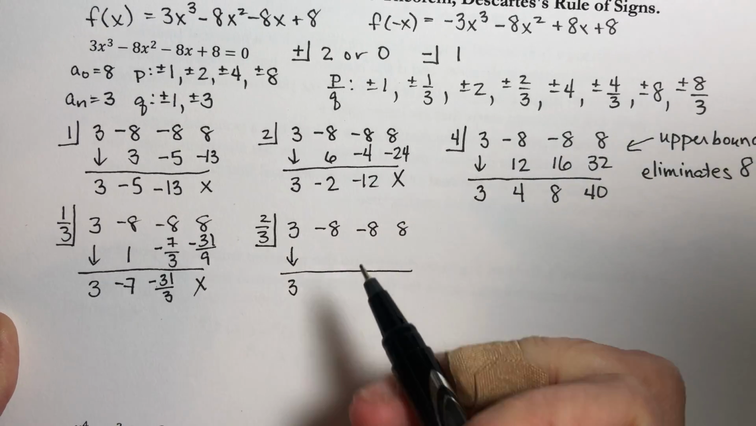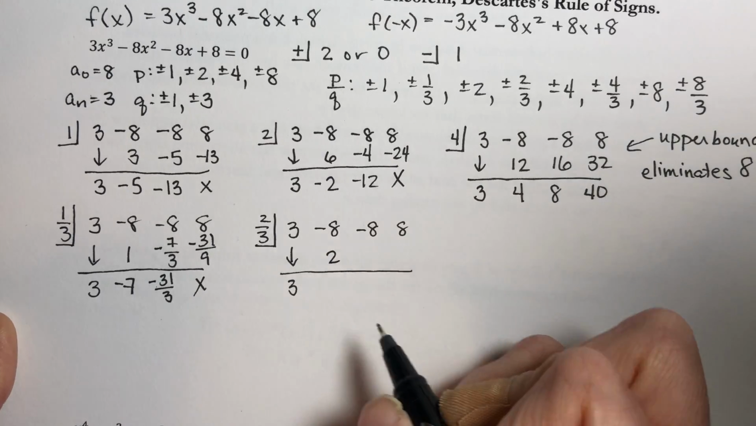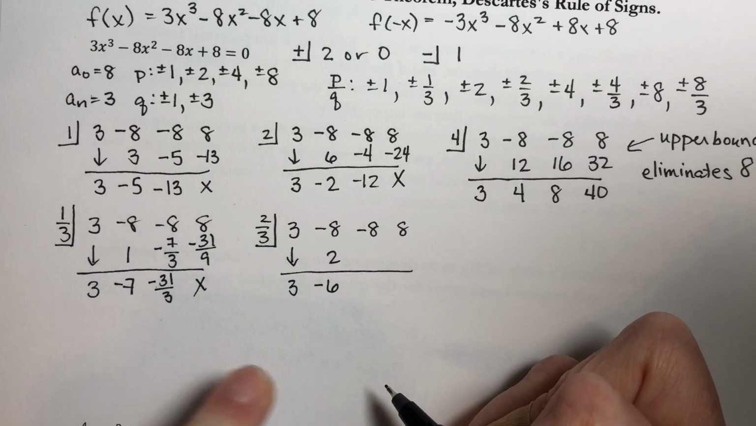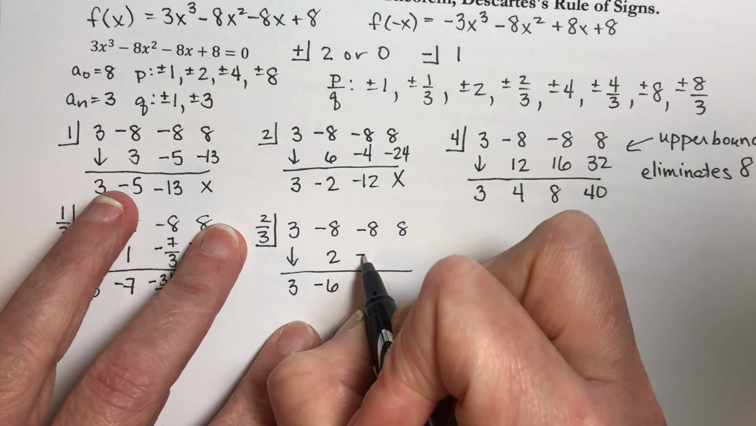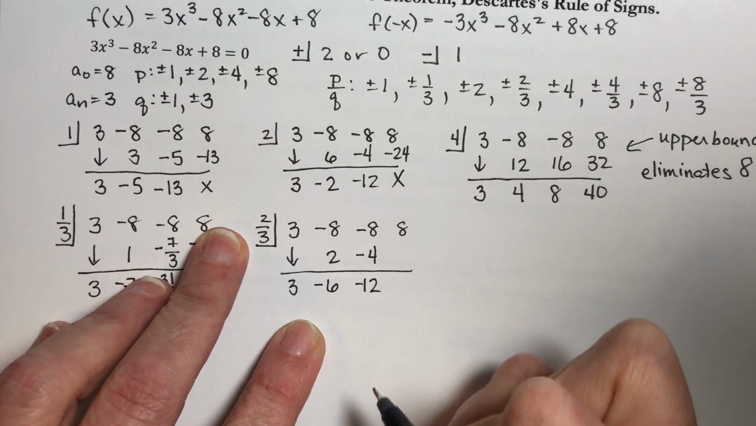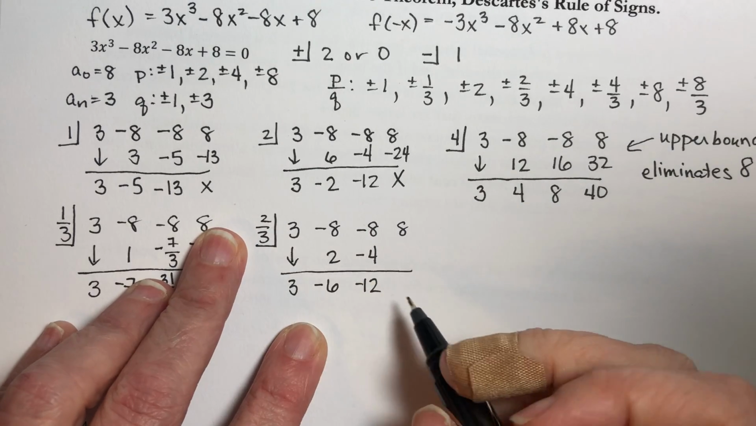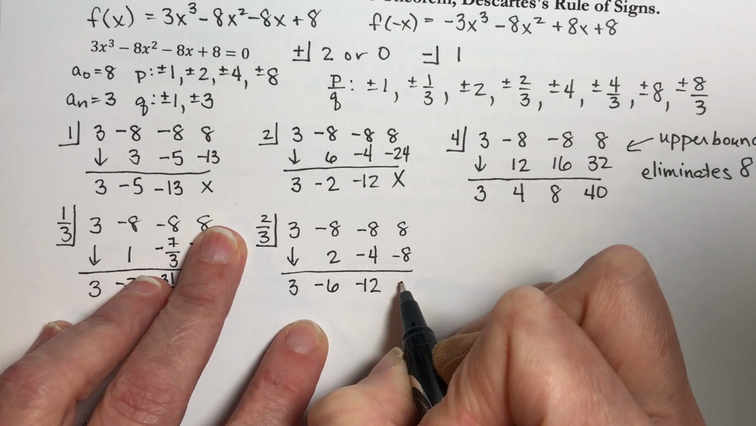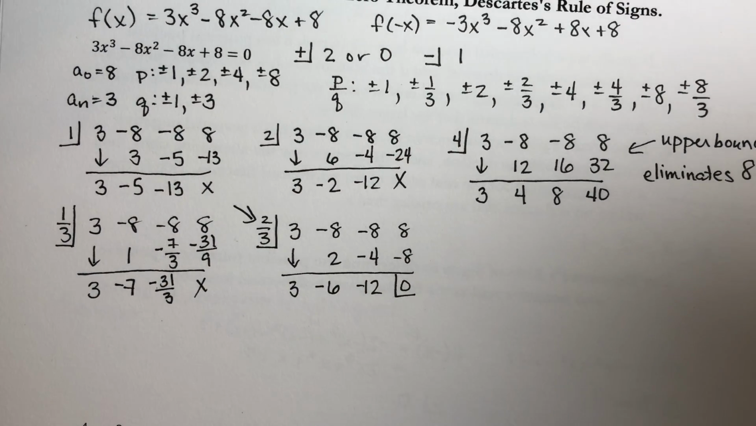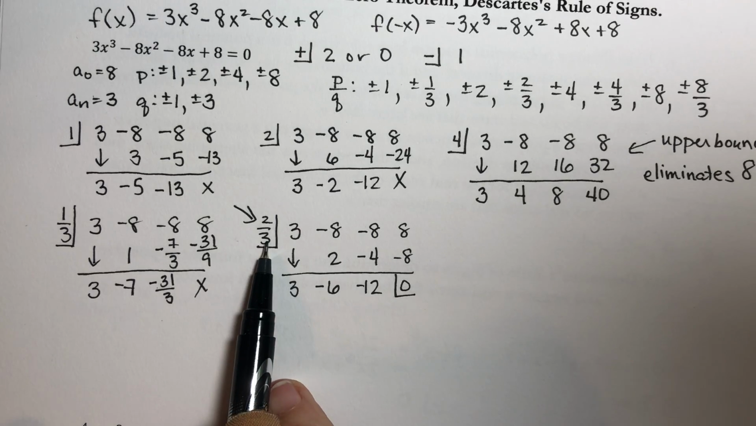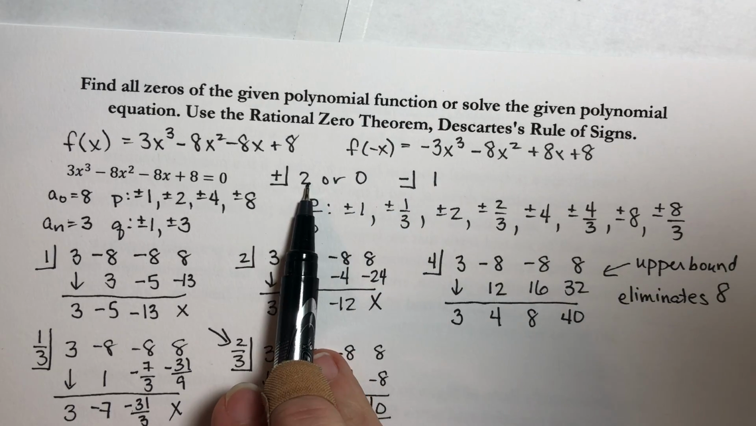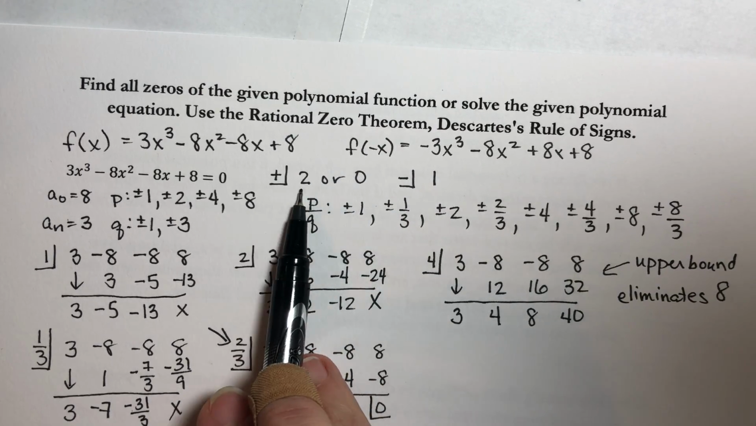Bring down your 3. 3 times 2/3 would be 2. -8 plus 2 would be -6. -6 times 2/3 would be a -4. -8 plus -4 would be -12. -12 times 2/3 is a -8, which gives me a 0. So I have one of my zeros. This was a positive 0. I either have 2 or I have zeros. So it's not 0, which means I have one more positive solution.